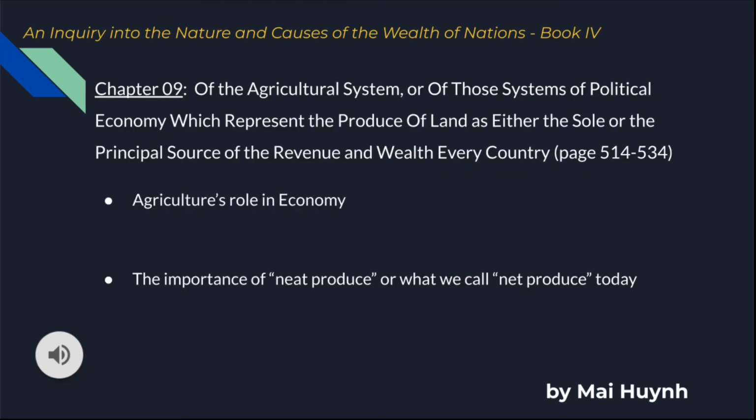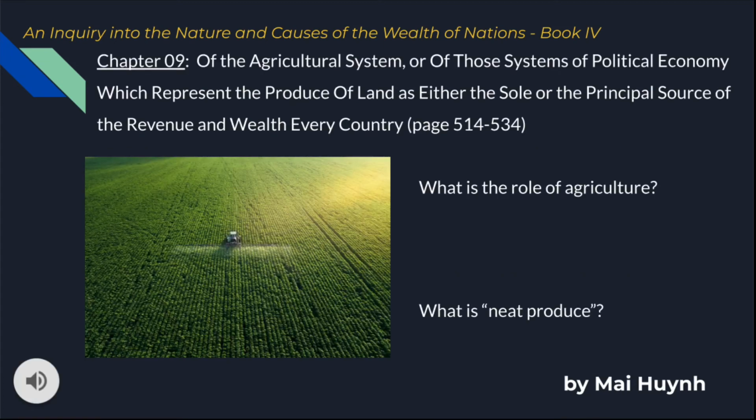Moving on to Chapter 9, we're going to find out the role of agriculture in the economy and the importance of net produce, as we call it today. The other way of organizing an economy is to give agriculture, a form of pure production, the privilege. Manufactured goods are nice, but in Smith's opinion, they forget to add the value of the raw material in them.